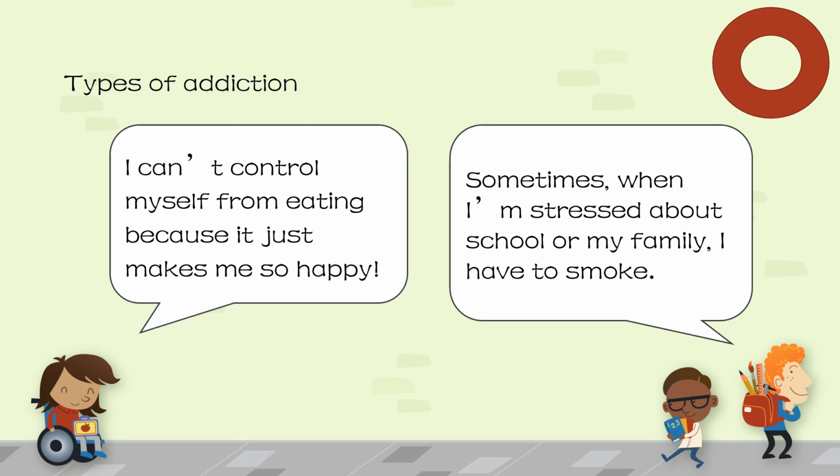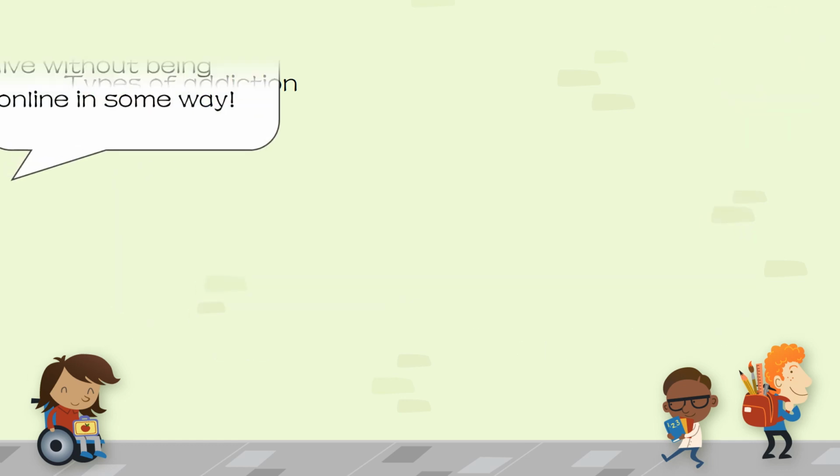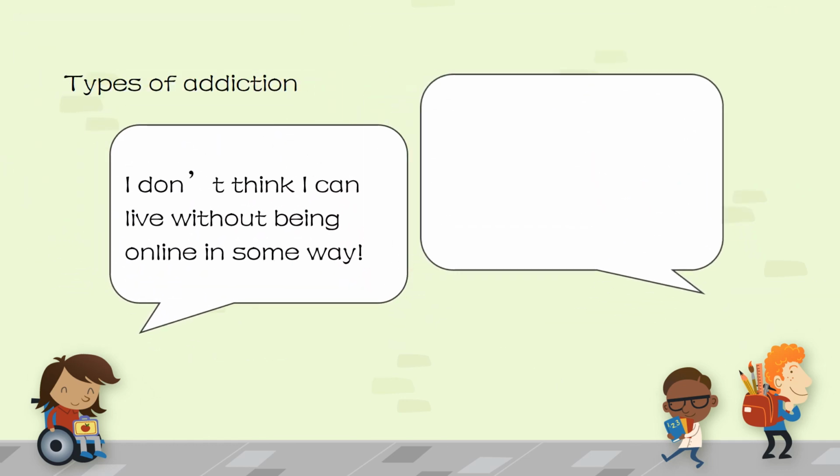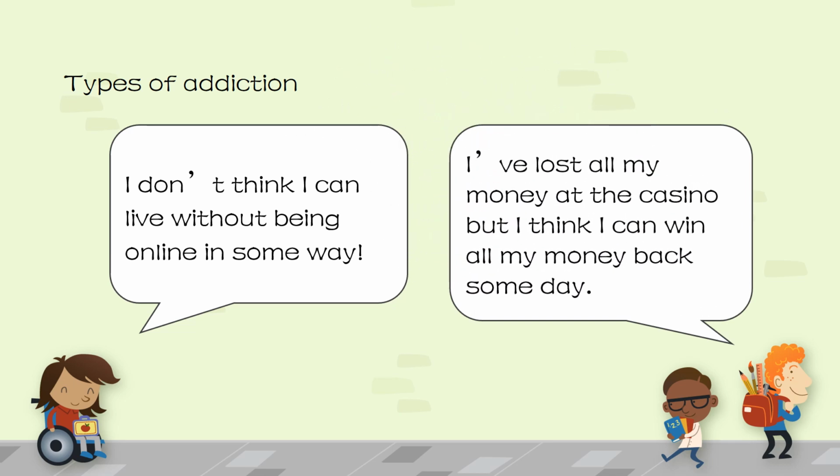So time's up. Let's look at the answers. First one, I can't control myself from eating because it just makes me so happy. So we can see the keyword eating. It is food addiction. Second, sometimes when I'm stressed about school or my family, I have to smoke. So we can see the keyword smoke. It is tobacco addiction. So just like before, you have 1 minute to finish the task.